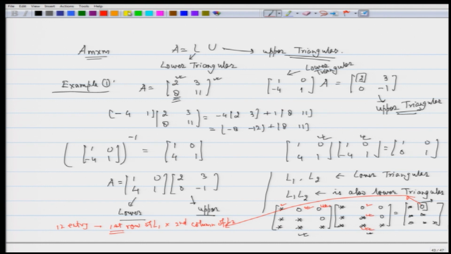Similarly, the 1 3 entry is also 0, this entry is also 0, all right, because I have to multiply first row of L1 with the third column here, fine. So, it is a star times 0, 0 times 0, and 0 times a star, which is 0, all right. So, just check that L1 into L2 is also lower triangular, all right.